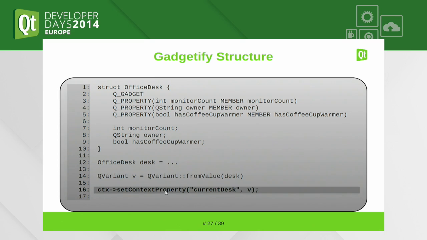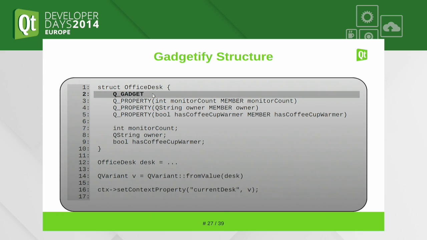And what would be happening behind the scenes now, that is at least the idea, is that the QML engine is going to look at this variant, and it's going to see, okay, it's not an integer. No. It's not a string. No. Oh, this is a gadget. I've seen this before. And because the Moc previously went through this gadget structure, it knows that an Office desk shall have 3 properties. It shall have a monitor count, it shall have an owner, and it shall have a coffee cup warmer, or at least something that indicates whether there is one or not.